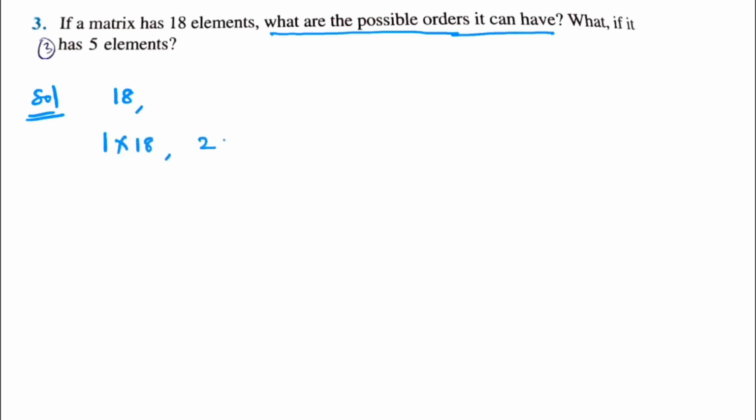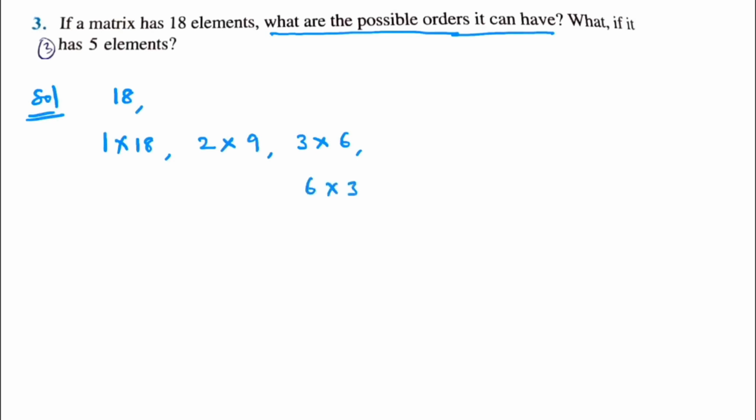Okay, now 2 table. 2 into what number is 18? 2 9s are. Next 3 into what number is 18? 3 6s are. Next 4 into what number is 18? Not possible. 5 into what number? Not possible. 6 into what number? Yes, 6 into 3. Actually, 3 into 6 is there.